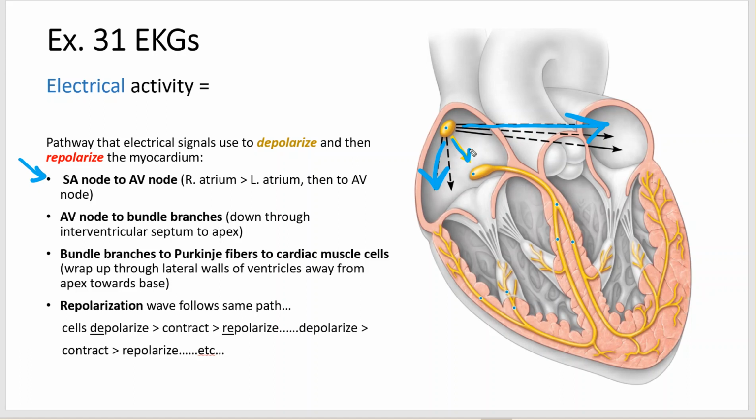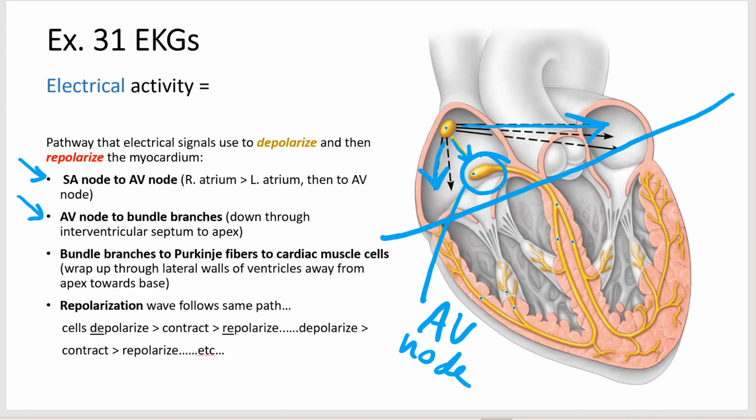And then eventually we're going to get to this node, which is the AV node, the atrioventricular node. That's this step. So we're working at the base of the heart with the first few steps. The next thing we're going to do is that signal is going to go from this AV node down the interventricular septum, down the bundle branches.